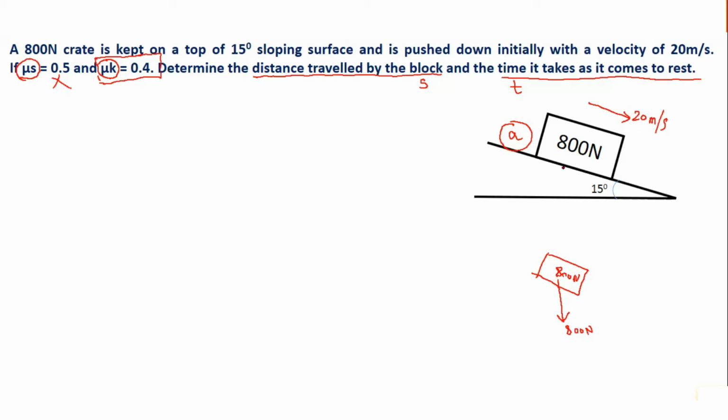As this block is in contact with this surface, I will make a contact reaction here from surface to the body and let it be N. Next force is the friction force, and as the block is moving down the inclined plane, the friction force will be up the inclined plane with a value of mu, that is 0.4 multiplied by N. With this we have completed showing all the forces on the body.